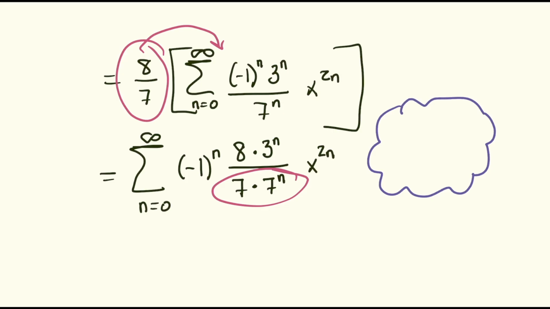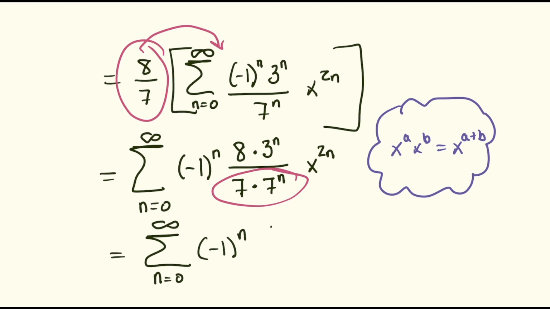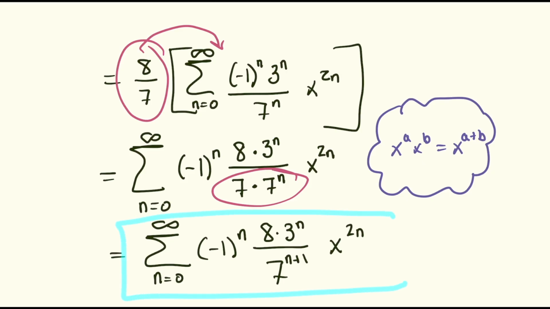Just as an aside, don't forget, if you have x to the a times x to the b, you can always rewrite it as x to the a plus b, and some of your teachers may want to see that. So what we're going to do is rewrite this one last time. N is equal to 0 to infinity, -1 to the n, and on our numerator we're going to have 8 times 3 to the n. On our denominator, we're going to smush those two together to get n plus 1 as our exponent. And that is to the x to the 2n. So there is our solution for this particular power series.